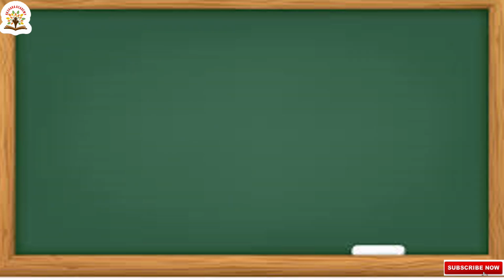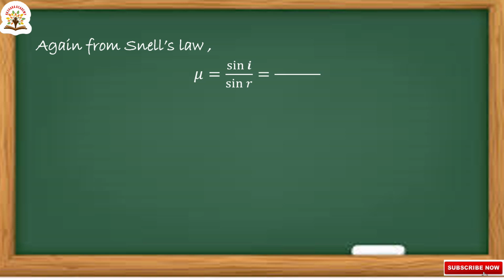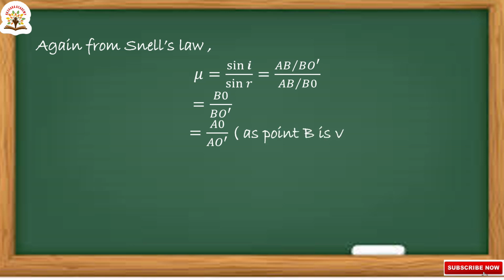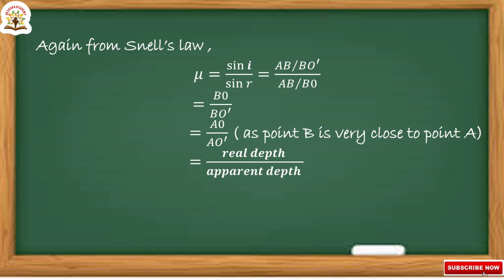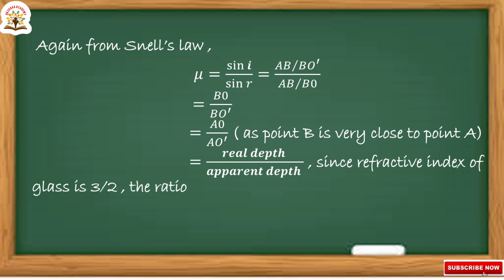Next, from Snell's law, mu is equal to sine of the angle of incidence by sine of the angle of refraction, that is AB by BO dash divided by AB by BO. Here AB cancels, giving BO by BO dash. As point B is very close to point A, we take AO by AO dash in place of it. AO is nothing but the real depth and AO dash is nothing but the apparent depth.